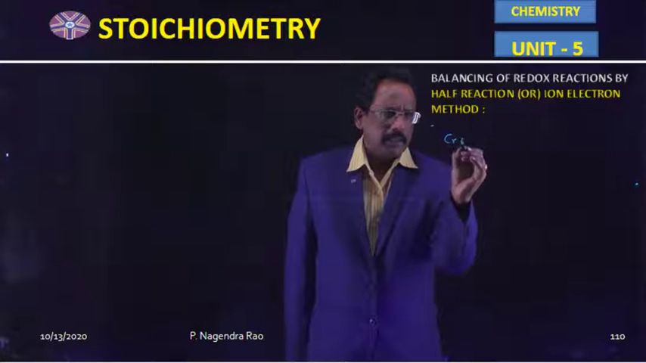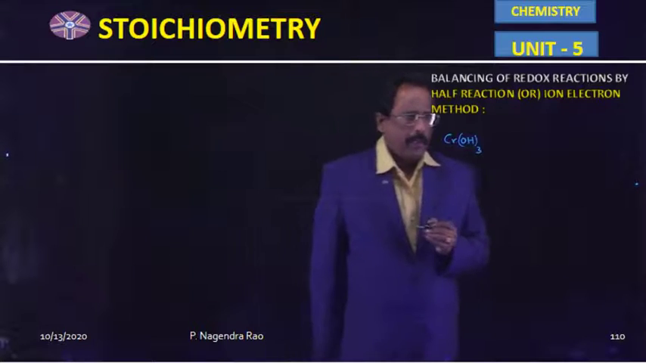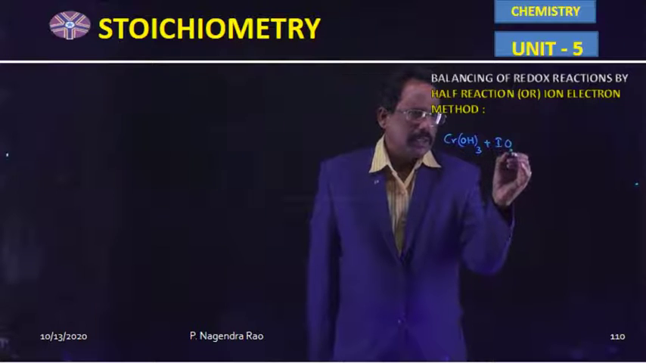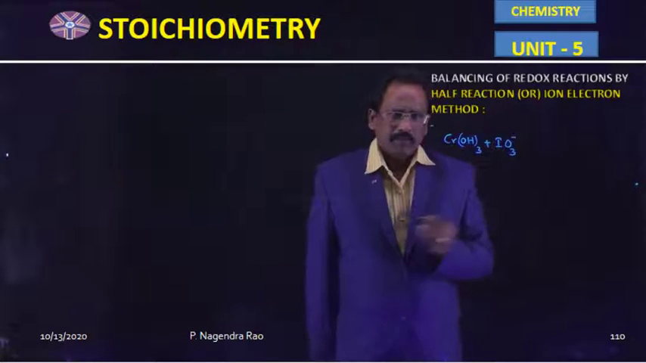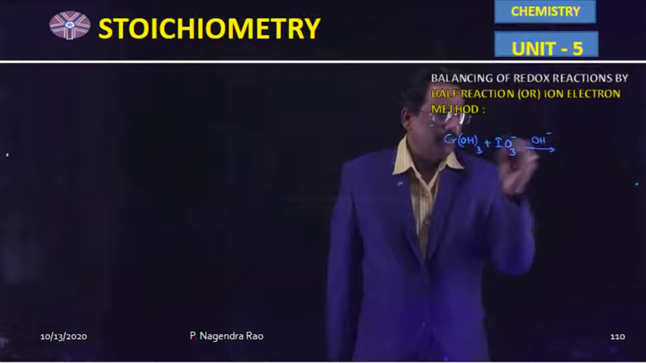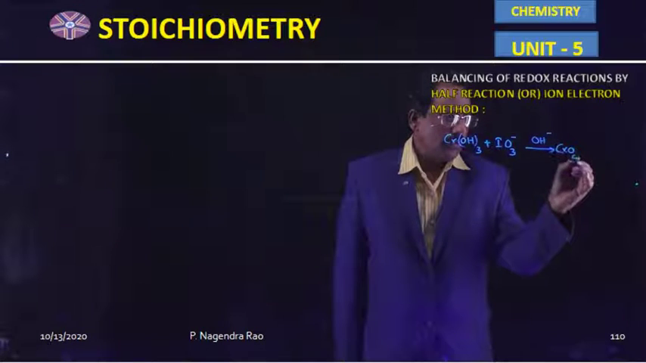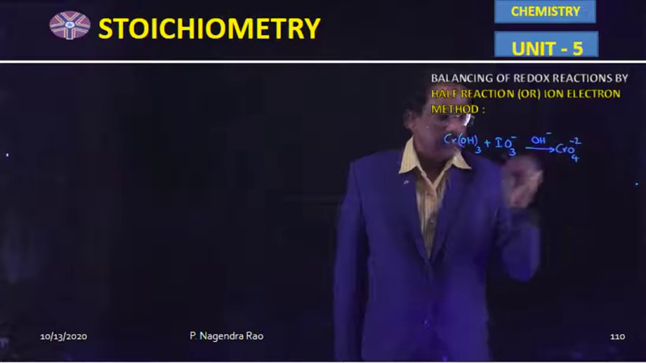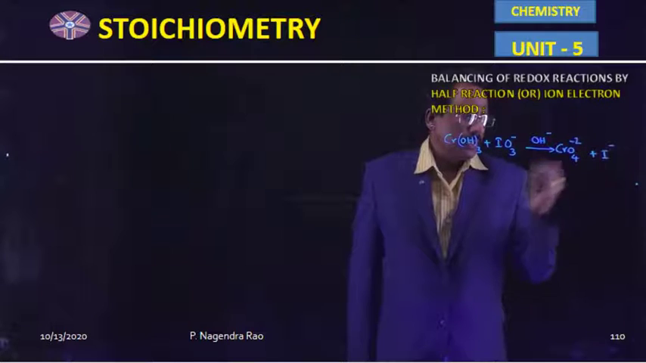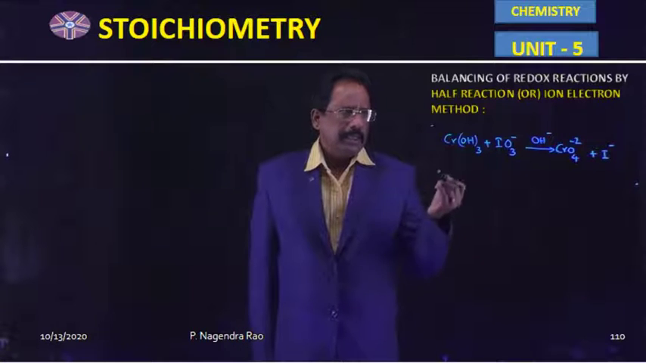Cr(OH)3 plus IO3⁻ in alkaline medium, CrO4²⁻ and I⁻ will be formed. Now this is a skeletal equation.